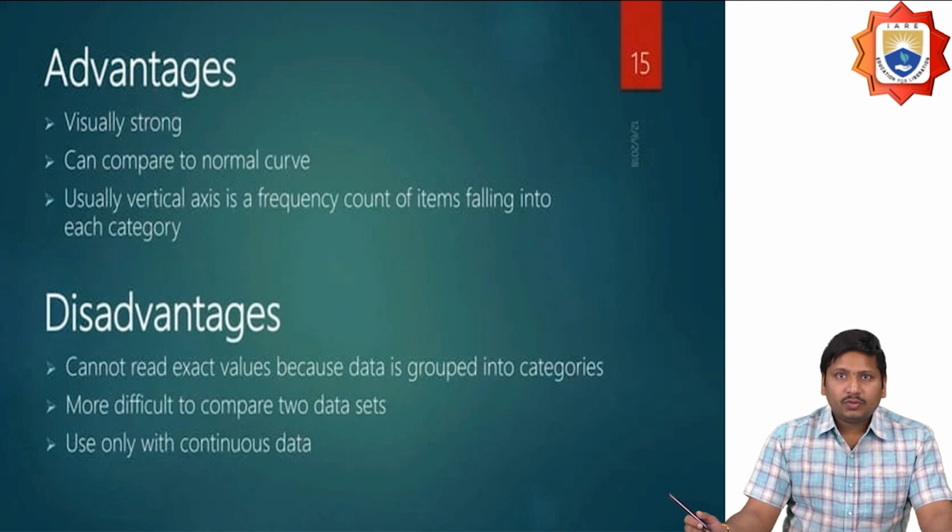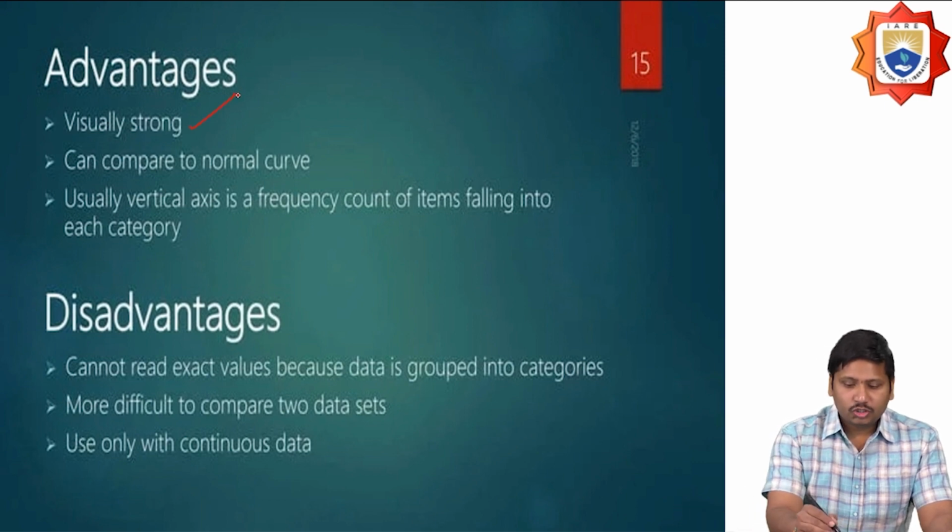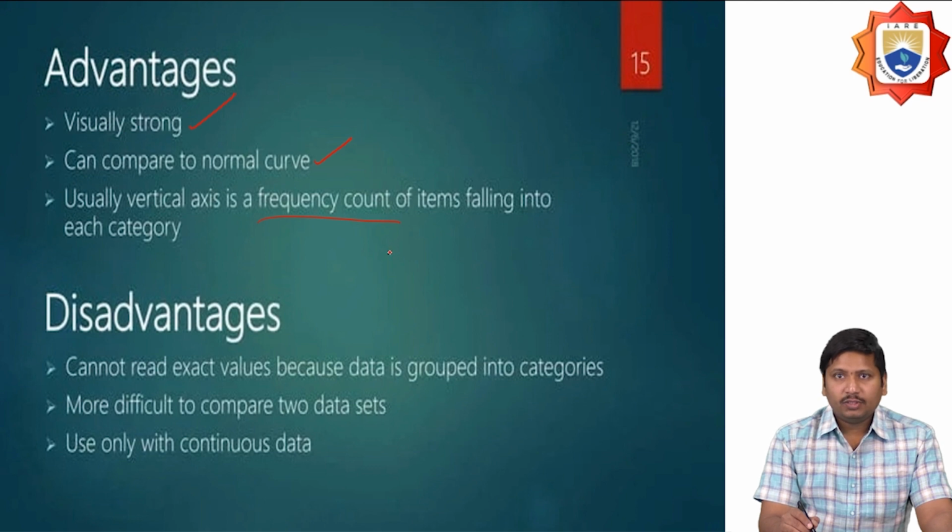So, advantages. It should be visually strong, and it can also be compared to the normal curve. And usually the vertical axis is the frequency count of items falling into each category. So these are the advantages of the histogram: it is visually strong, it can be compared to the normal curve, and the vertical axis is used for the frequency count of items in each category.